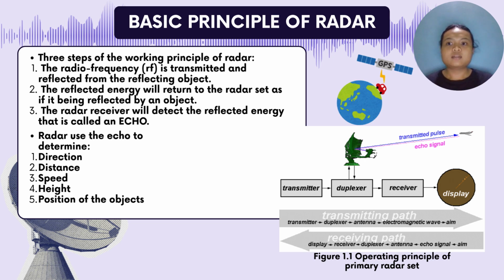And lastly, the radar receiver will detect the reflected signal, or a small portion of reflected energy, that is called an echo. By analyzing the echo, radar can determine the direction of the object, the distance, speed, height, and the position of the objects. And from figure 1.1, we can know how the operating principle of a primary radar set works, which is from transmitter, duplexer, receiver, and lastly to the display.